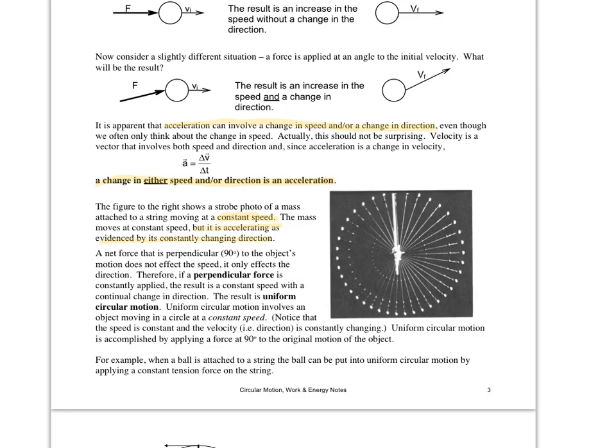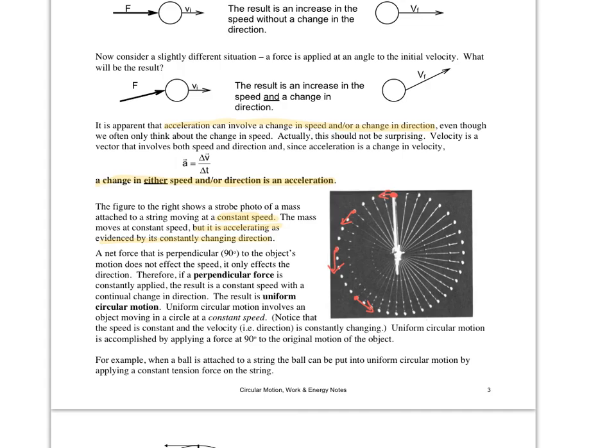Initially, our object was moving, let's say, this way. Then over here, it's moving this way. And now it's moving this way. Here, it's moving this way. So because its direction is changing, it is having acceleration applied to it. Now, its direction is changing by the exact same amount each time.